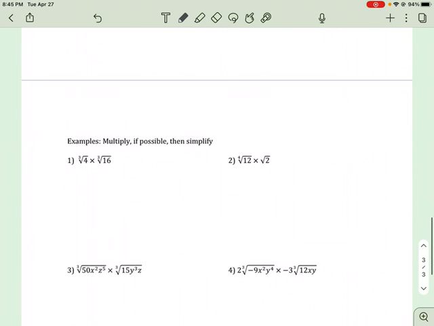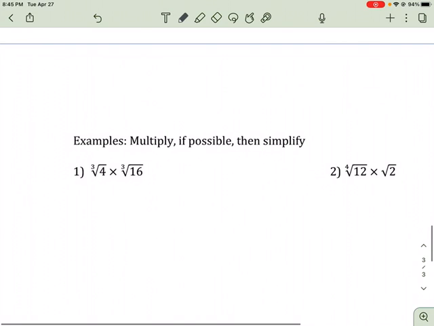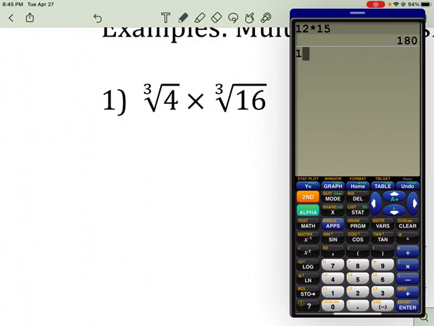Okay, so let's do this. And not every problem has variables. All right, so they're both cube roots. We're going to multiply and then see if we can simplify. Cube root of 4 times cube root of 16. So I'm going to do 16 times 4. I mean, it's 64.